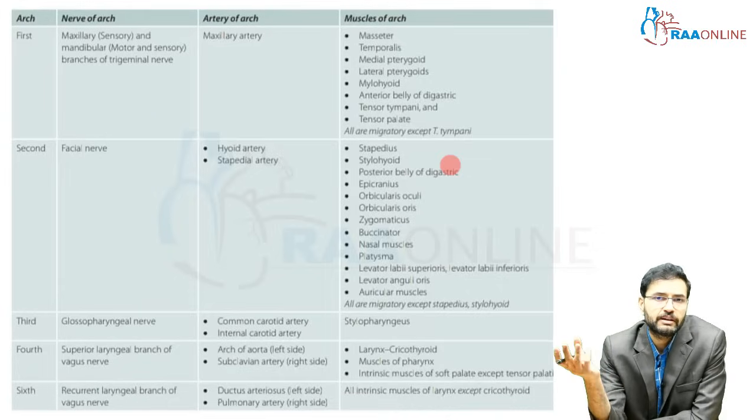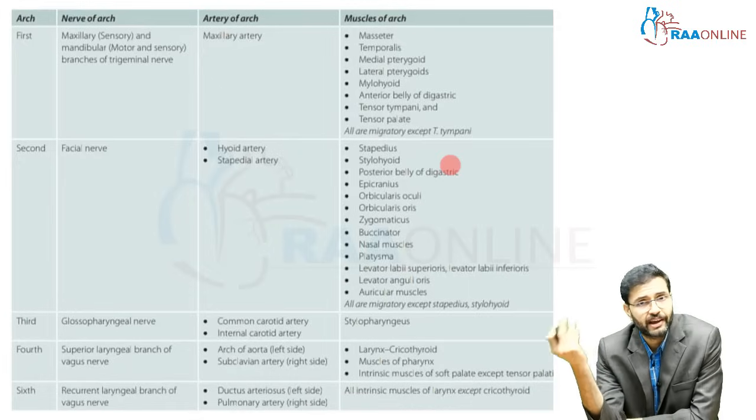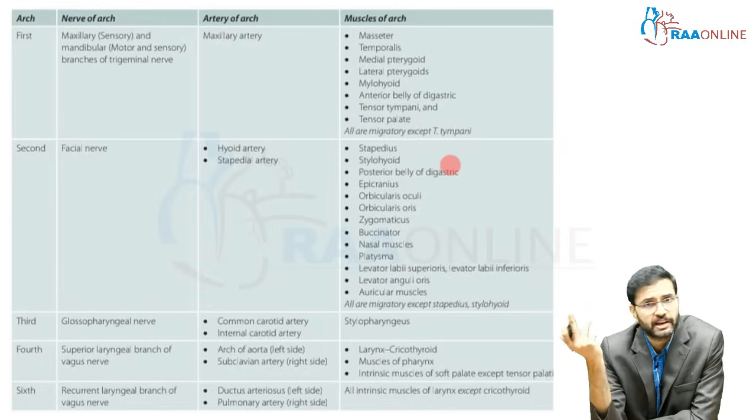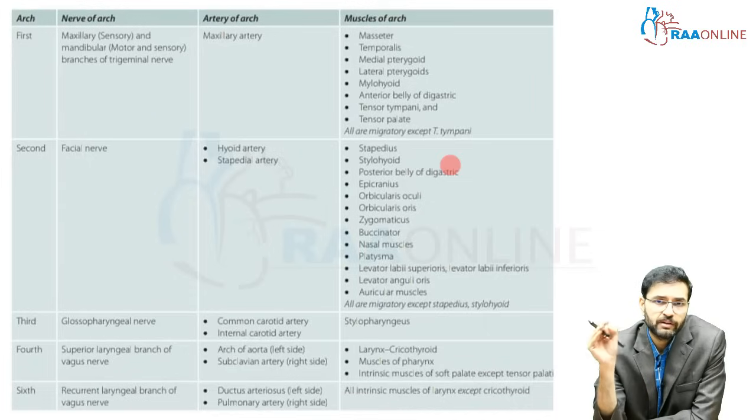Sometimes it can get inserted or may originate from the skeletal structures developed from the second arch. We don't know. So it is not constant that each muscle which develops from, say, the first arch should have its origin and insertion from a skeletal element of the first arch itself. It can originate or insert itself into the skeletal structures developed from the second arch also. Okay, but the nerve supply is absolute. So muscles of the first arch will have its nerve supply only from the nerve of the first arch.